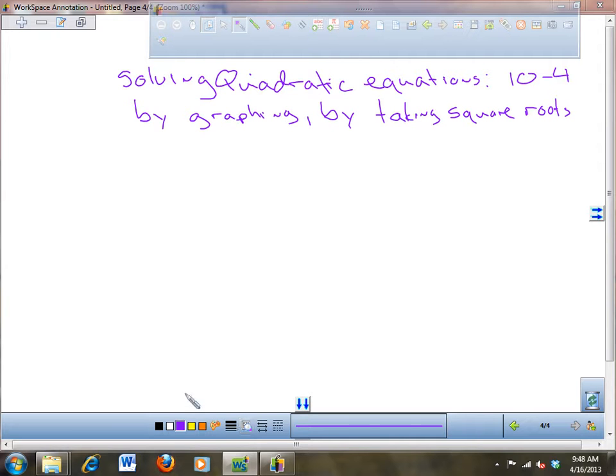We're going to learn about solving quadratic equations. The reason we learned about simplifying radicals is so that we had an algebraic method to solve quadratic equations. A quadratic equation is something of the form, for example, x squared plus 2x minus 5 equals 0.